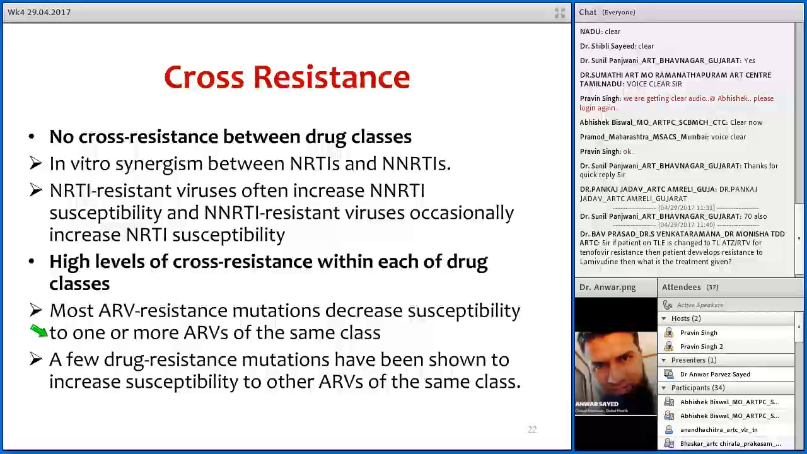There is a question here: if a patient on TLE is changed to TL Atazanavir Ritonavir for Tenofovir resistance, and then the patient develops resistance to Lamivudine, what treatment is given? I'll come to this. This question will be answered in future slides, but I'll just comment one thing here.